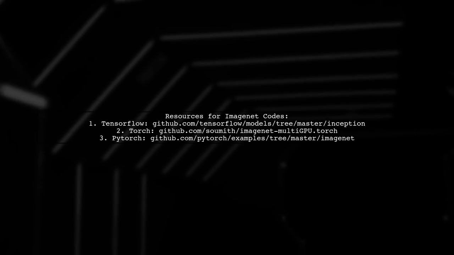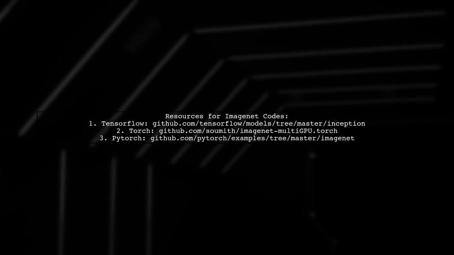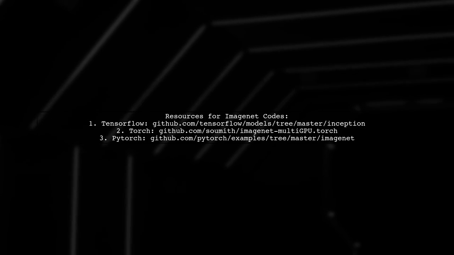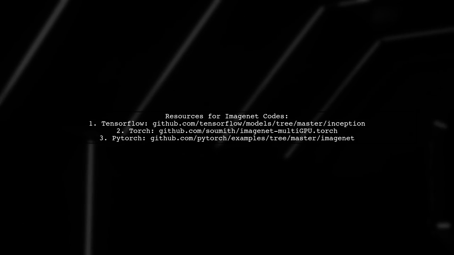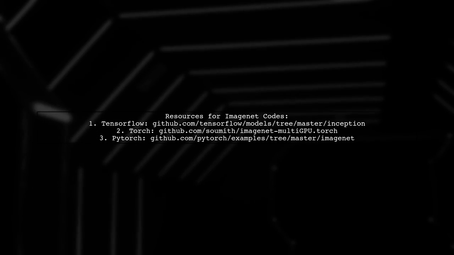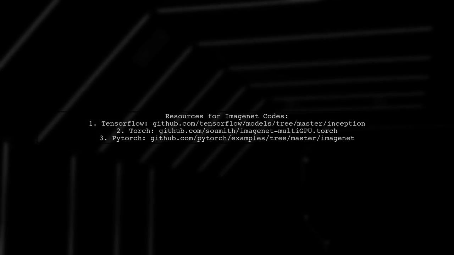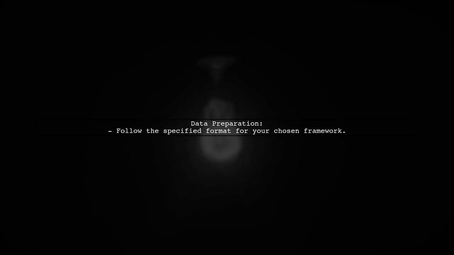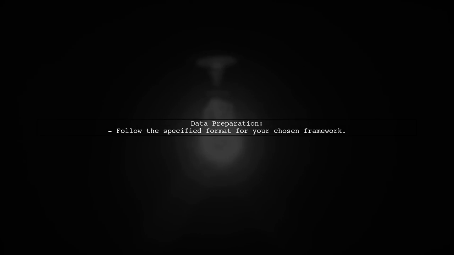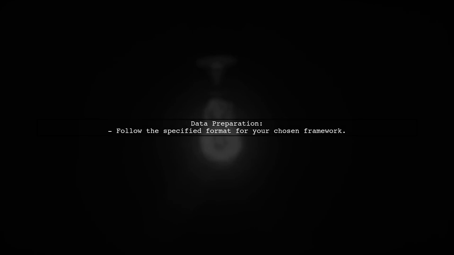To asynchronously load and train batches for your deep learning model, consider using existing ImageNet codes. Here are some resources you can check out. Make sure to prepare your data in the specified format for these frameworks. Are these the resources you were looking for?